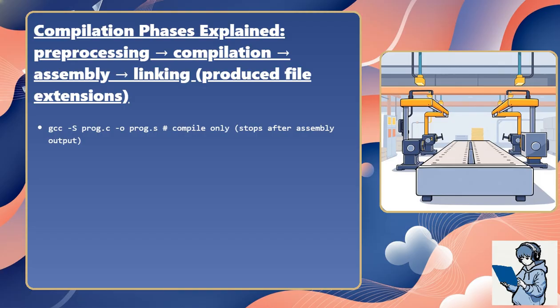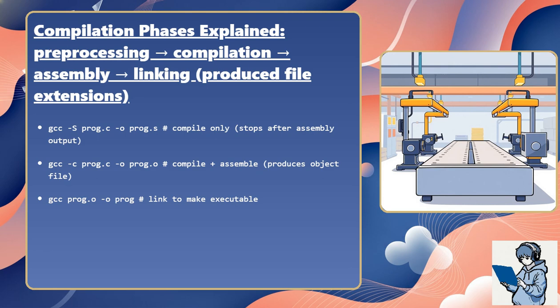gcc -S prog.c -o prog.s # compile only, stops after assembly output. gcc -c prog.c -o prog.o # compile plus assemble, produces object file. gcc prog.o -o prog # link to make executable.